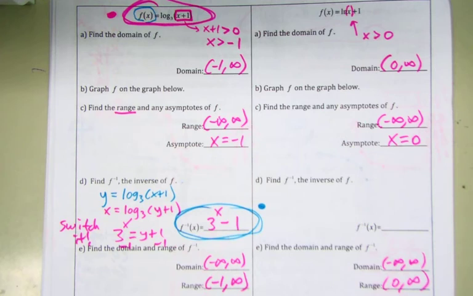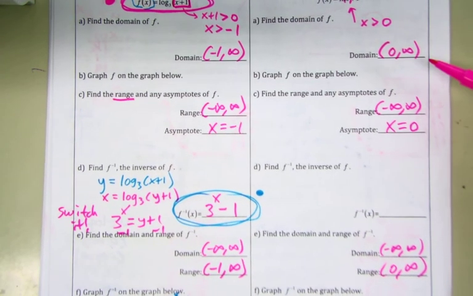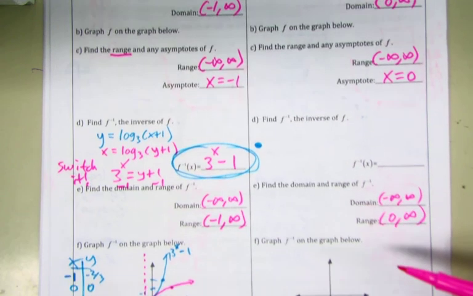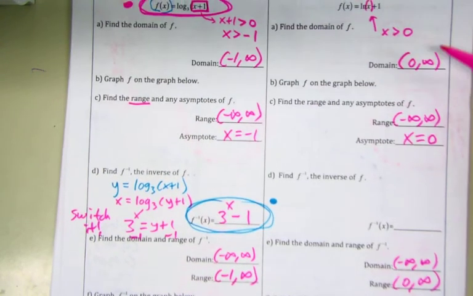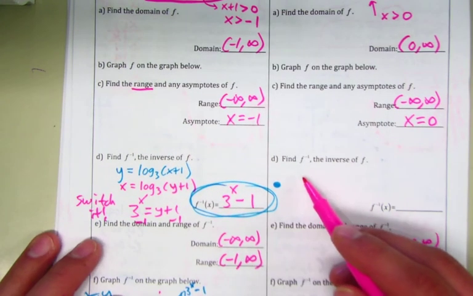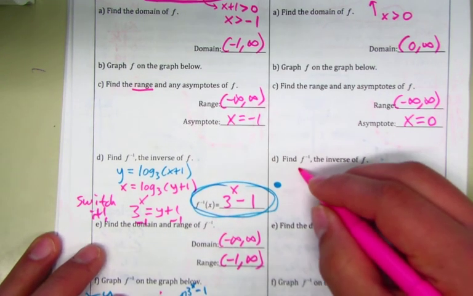Well, there's no X. Check your domains and ranges and asymptotes. Okay, everybody got this? Okay, let's go through finding the inverse together. So follow along if you've already tried it. Check your steps. I'm going to go through it real quick.